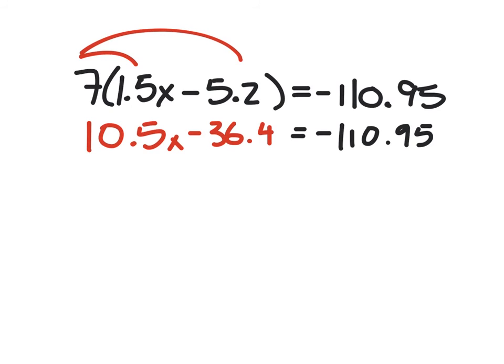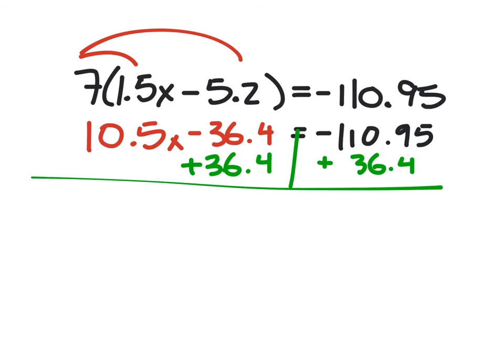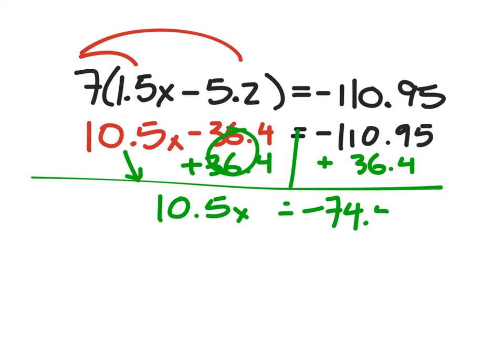So now that I've got this, I just need to get rid of that negative 36.4. So I'm going to add 36.4 to both sides of the equation. I could do that long addition right there, I'm not going to, though. I'm just going to use the calculator to figure out what negative 110.95 plus 36.4 is. My calculator says negative 74.55.